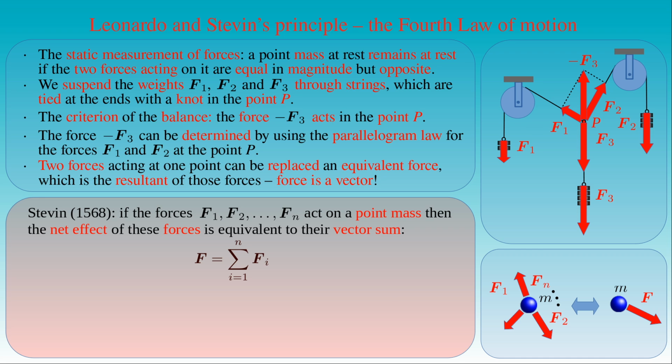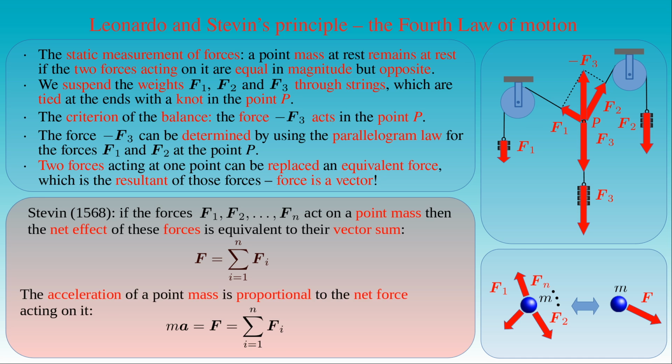Therefore, the fundamental equation of dynamics applied to a point-like body with the mass m is the following: the mass m of the body times its acceleration a is equal to the force F, which is the vector sum of all the forces acting on the body.